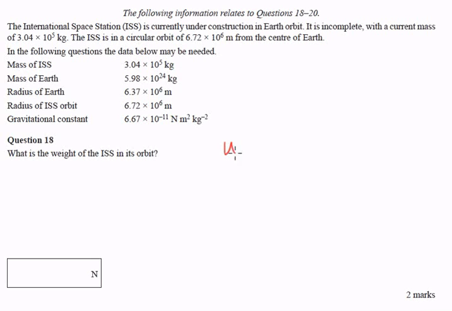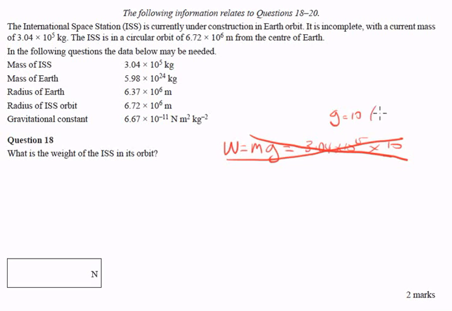A silly mistake would be straight going W equals mg equals 3.04 by 10 to the 5 times 10, because that's what gravity is. Not correct. Okay, because this g that we're used to being 10 is only at Earth's surface. When you get further out from Earth's surface, and here's the surface, this size radius, and we're a little bit further out, gravity gets smaller.